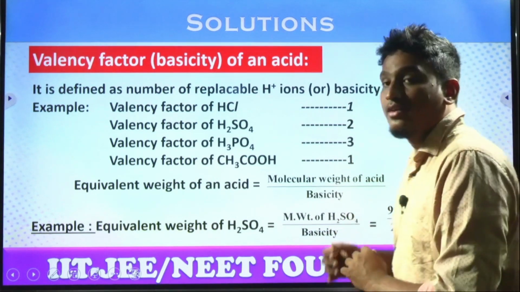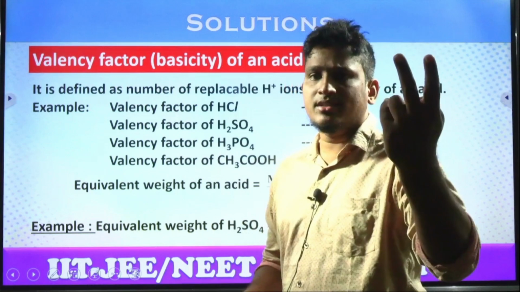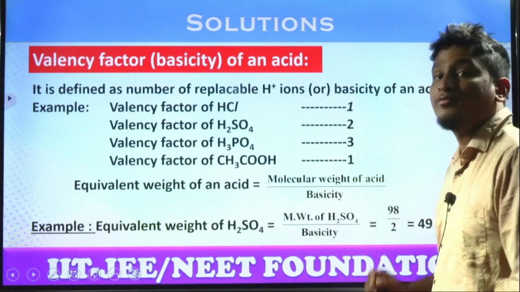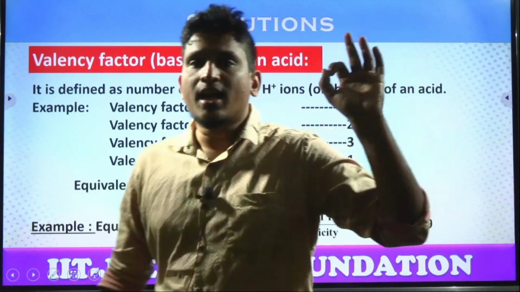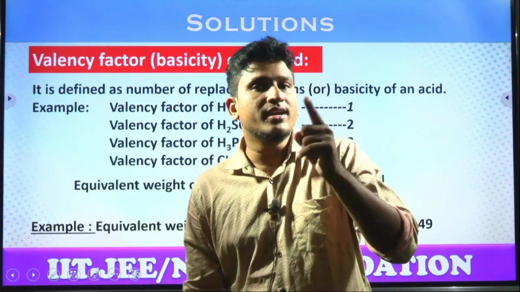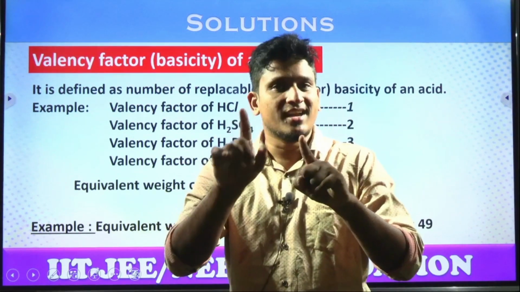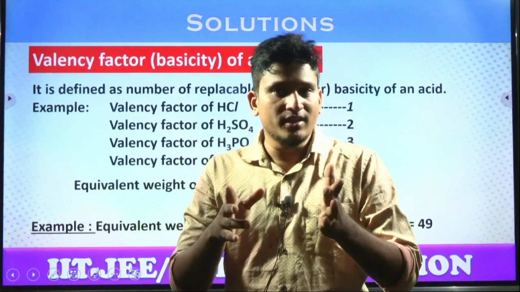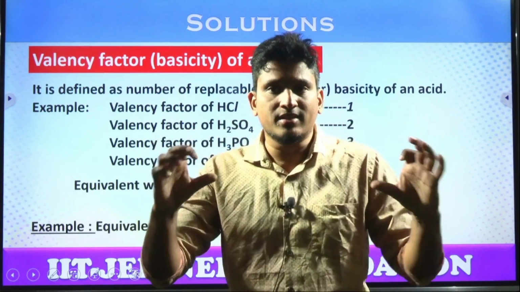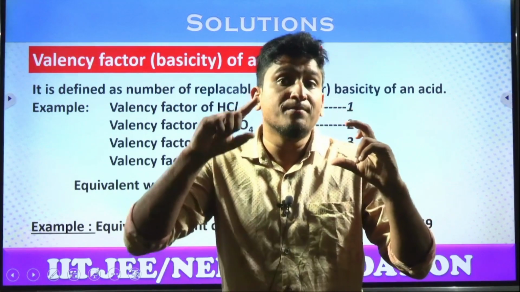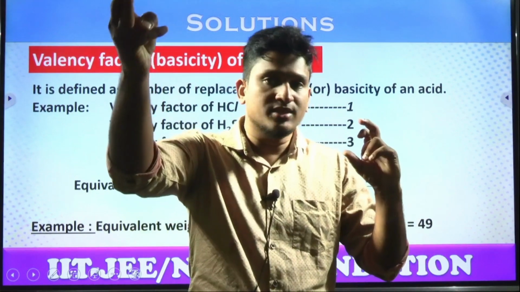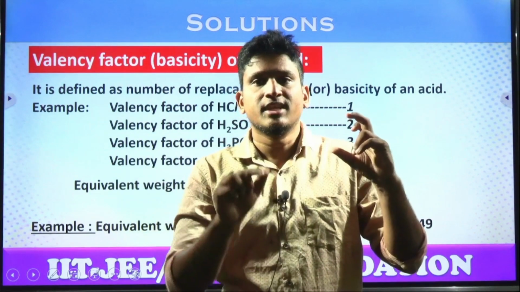98 divided by, what is the basicity? 2 hydrogens it can release. What is the valency factor? 2. 98 by 2, which is how much, students? 49. So sulfuric acid molecular weight is 98 grams, but its equivalent weight is how much, students? 49 grams. Got the difference? How to find the equivalent weight? Molecular weight divided by the valency factor. Sir, where is this valency factor coming from? It is coming from the number of H plus ions released by an acid. If an acid releases 3 H plus ions, what is the valency factor? 3. Its molecular weight by 3.